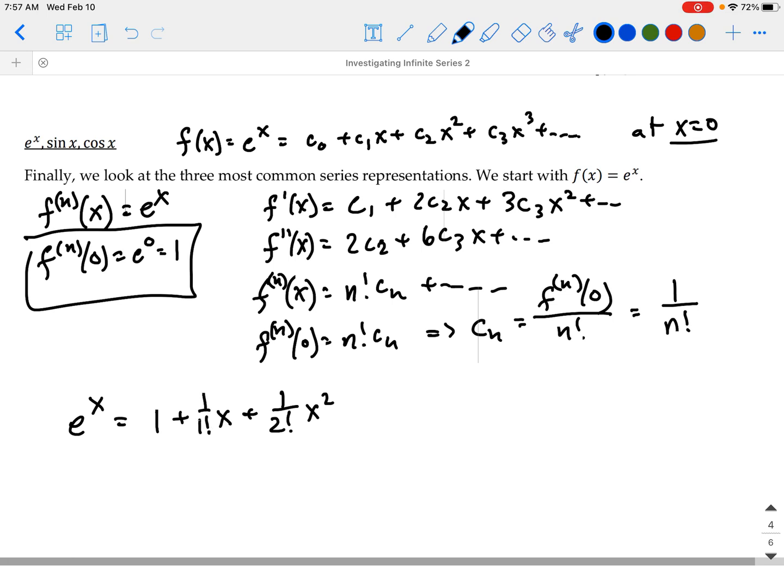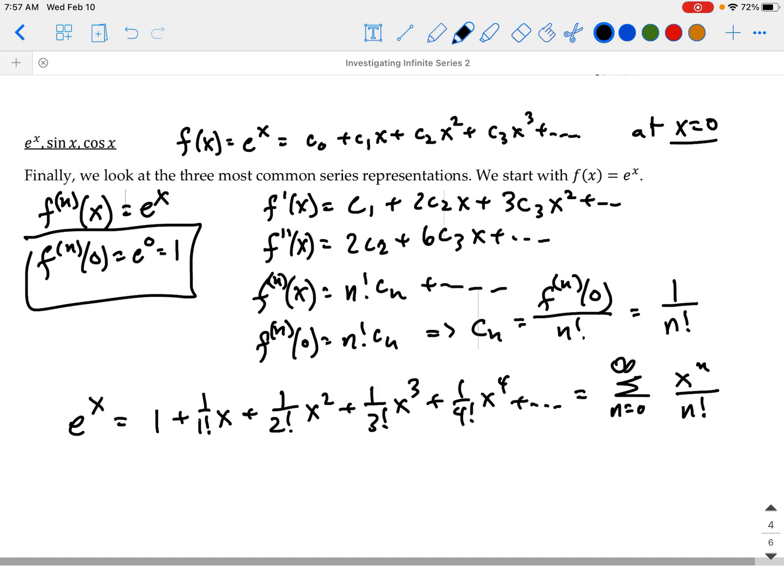So the first term is 1, and then we've got 1 over 1 factorial x plus 1 over 2 factorial x squared plus 1 over 3 factorial x cubed plus 1 over 4 factorial x to the 4th plus all of those, which means that e to the x is simply the series x to the n over n factorial for n equals 0 to infinity. Right?